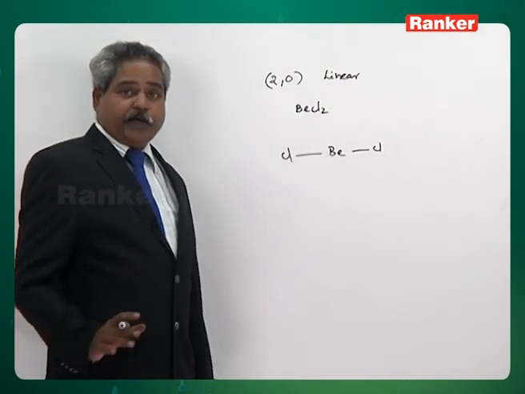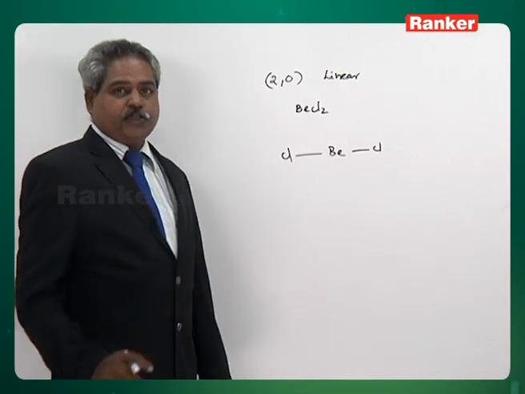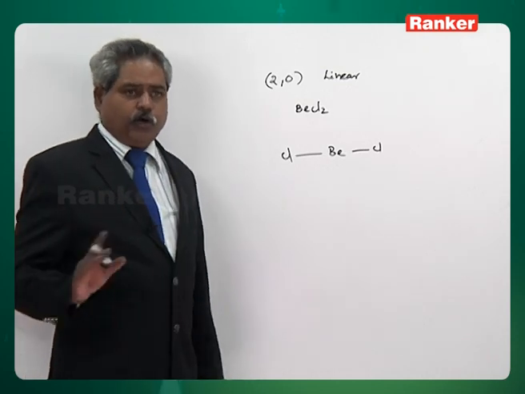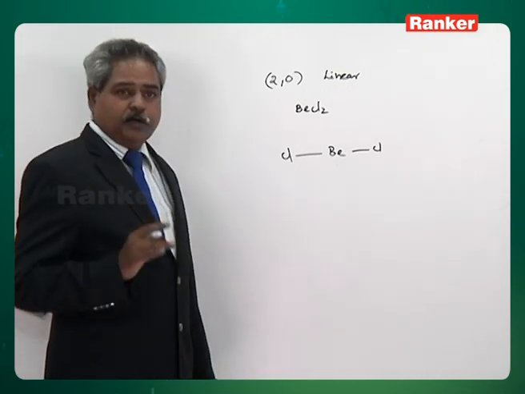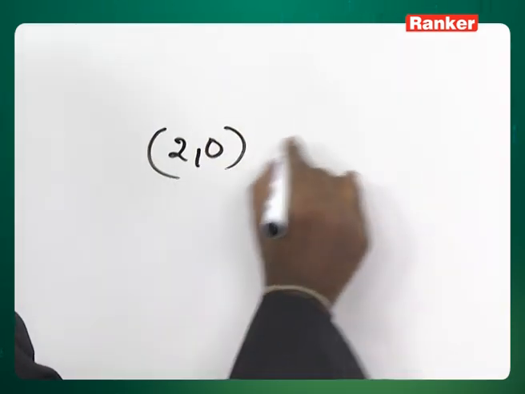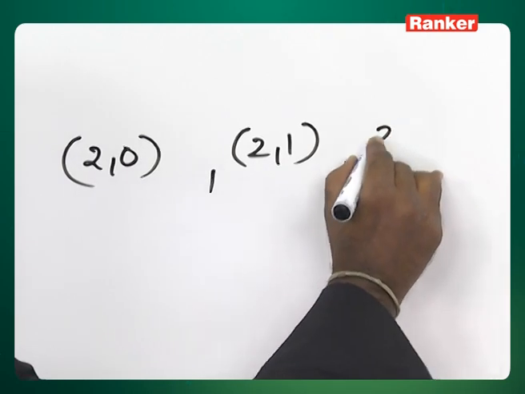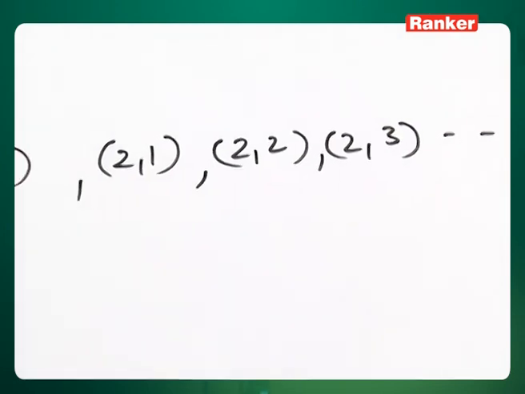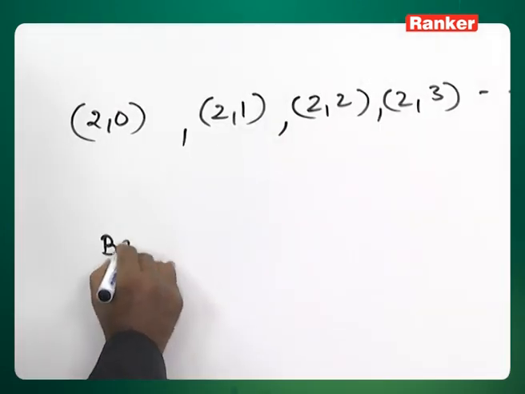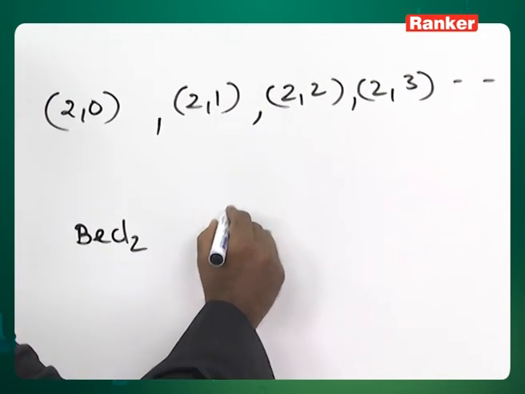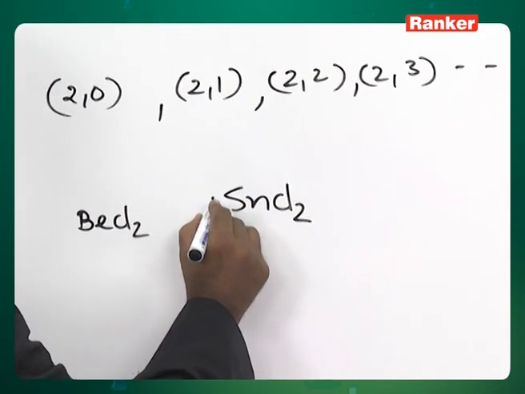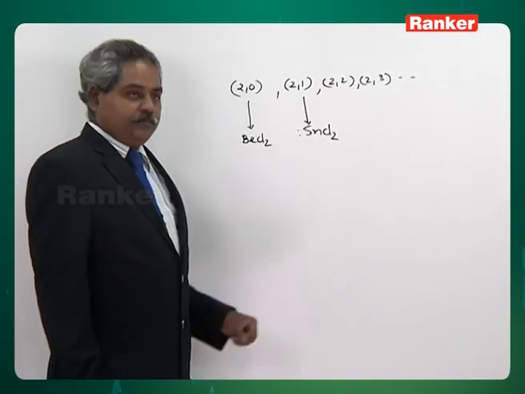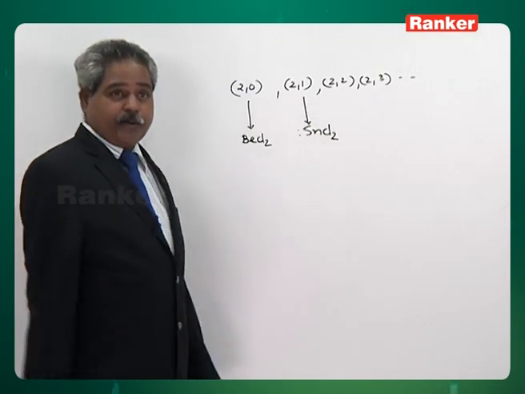How to find the number of lone pairs? That again is not simple. So, you have to memorize this list. 2, 0, 2, 1, 2, 2, 2, 3, the whole lot. 2 bond pairs, 0 lone pairs; 2, 1; 2, 2; 2, 3, etc. I can quote examples. BeCl2, no lone pair. SnCl2, there is a lone pair. 2, 1. Example of 2, 1: 2 chlorines and 1 lone pair.